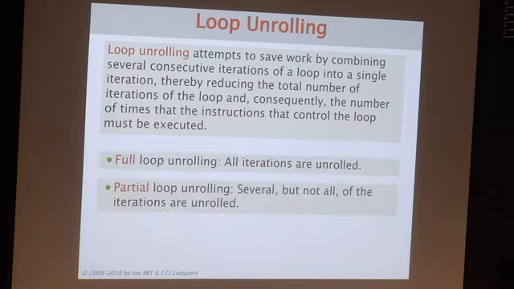So there are two types of loop unrolling. There's full loop unrolling, where I unroll all of the iterations of the for loop and I just get rid of the control flow logic entirely. Then there's partial loop unrolling, where I only unroll some of the iterations, but not all of the iterations. So I still have some control flow code in my loop.